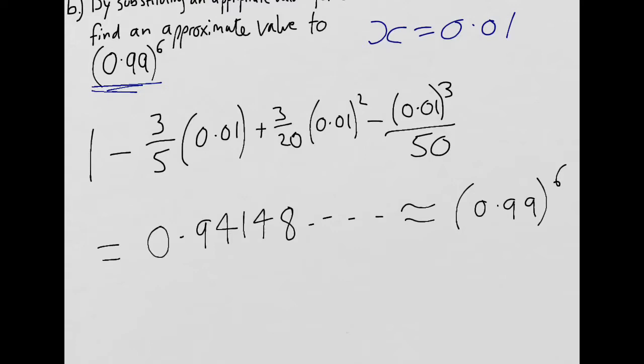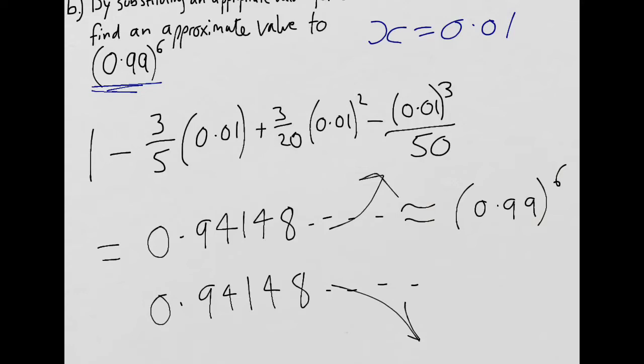What they could also ask you at the end of this is to say how accurate this approximation is. So you can just check the value in your calculator: type in 0.99 to the power 6, and you'll find a very similar answer. You'll get 0.94148, and at this point the numbers will start to diverge a bit. So what you can say from that is that your approximation is accurate to 1, 2, 3, 4, 5 decimal places.